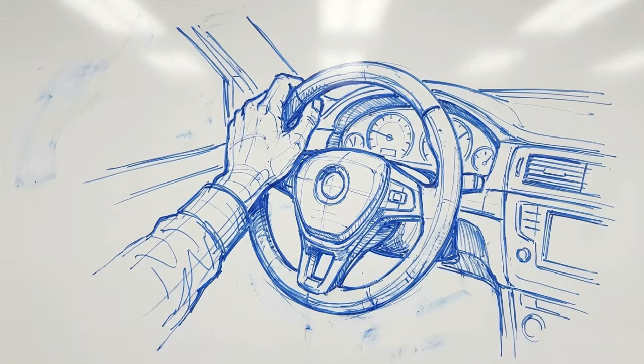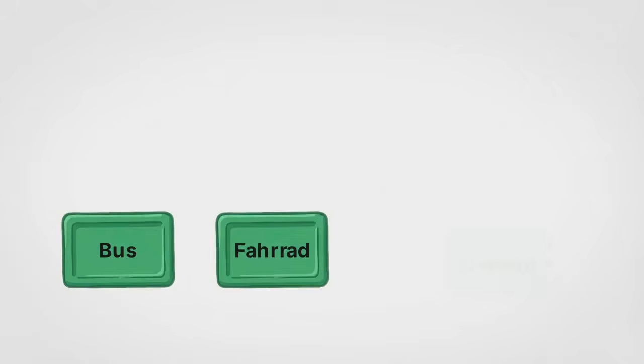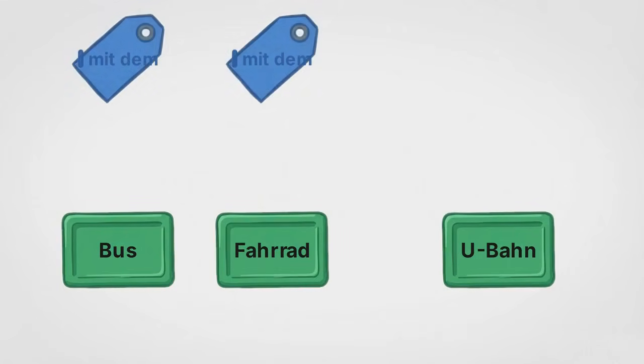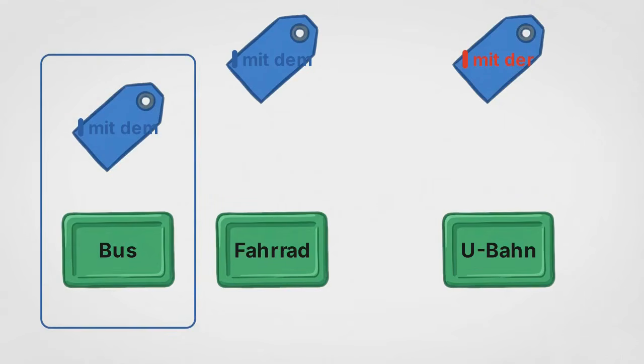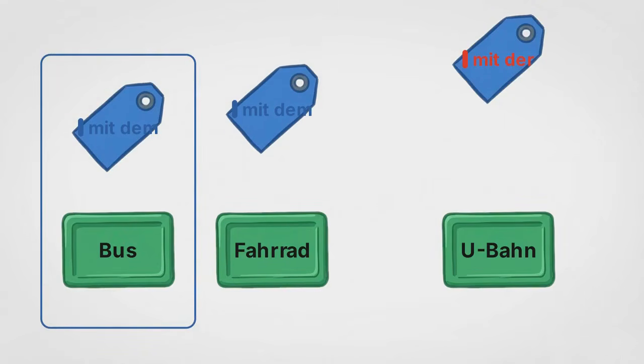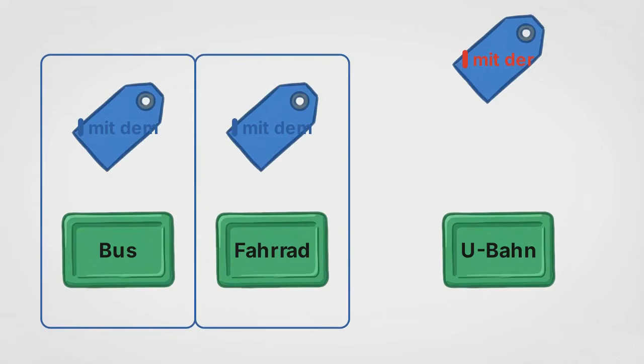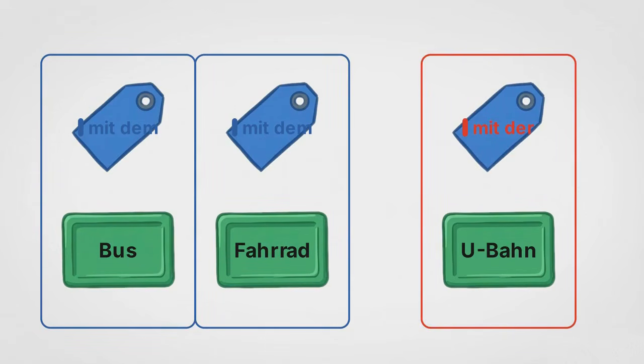So just like zu, mit dictates the use of the dative case. This creates a mapping for our transport genders. For masculine and neuter vehicles, we use mit dem. For feminine vehicles, we use mit der. For example, der Bus becomes mit dem Bus. Das Fahrrad, the bicycle, becomes mit dem Fahrrad. The U-Bahn, the subway, becomes mit der U-Bahn.